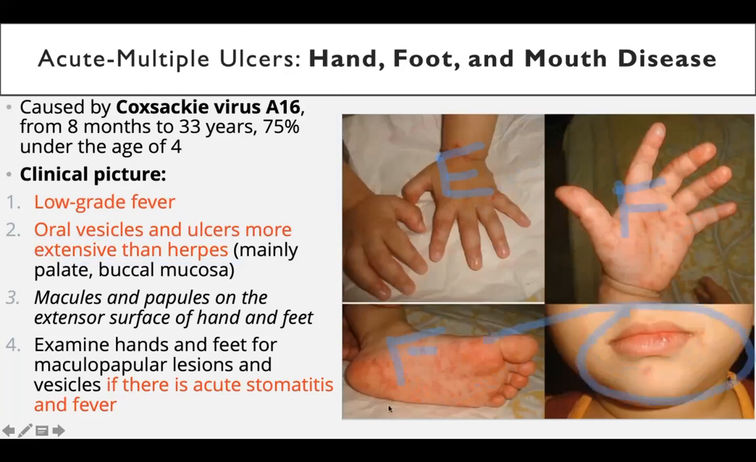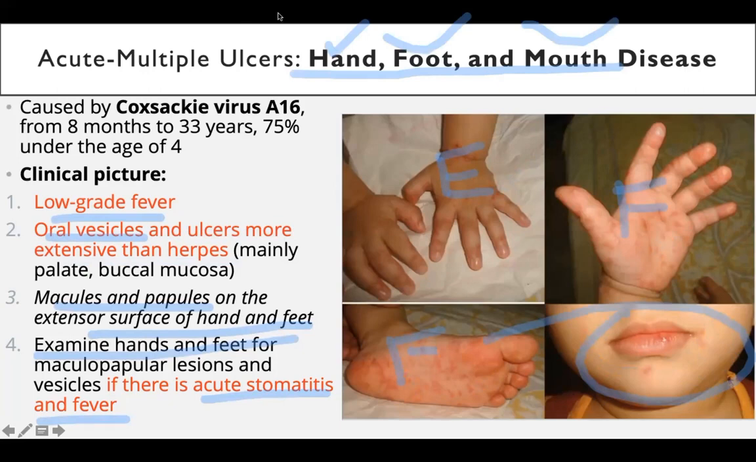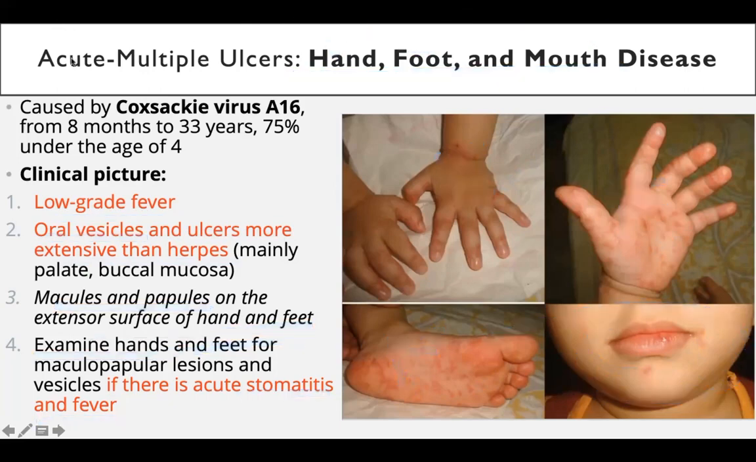Around the perioral area. Then we had low-grade fever, oral ulcers, and extensive macules and papules on the surface of the hands and feet. That's why it is known as hand, foot, and mouth disease. If there is acute stomatitis and fever, you need to examine the hands and feet to confirm it is hand, foot, and mouth disease.